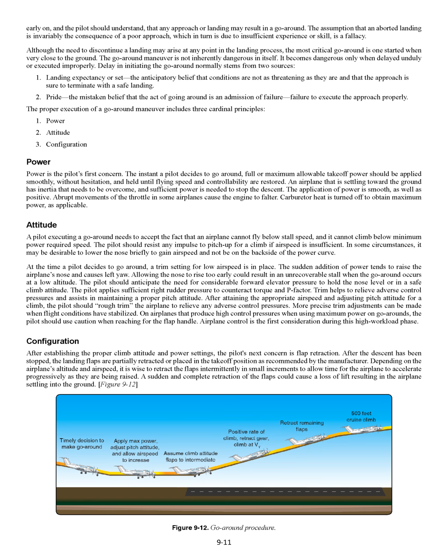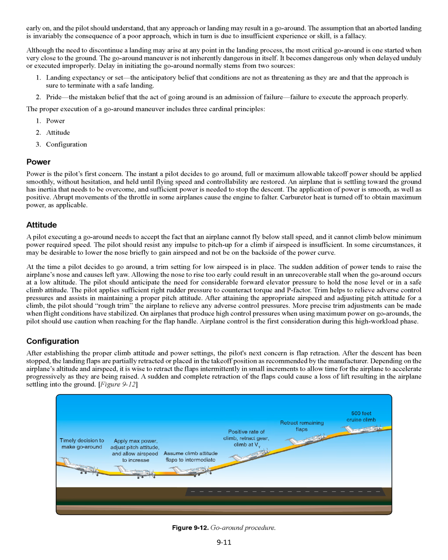1. Power. 2. Attitude. 3. Configuration. Power. Power is the pilot's first concern. The instant a pilot decides to go around, full or maximum allowable takeoff power should be applied smoothly, without hesitation, and held until flying speed and controllability are restored. An airplane that is settling toward the ground has inertia that needs to be overcome, and sufficient power is needed to stop the descent. The application of power is smooth, as well as positive. Abrupt movements of the throttle in some airplanes cause the engine to falter. Carburetor heat is turned off to obtain maximum power, as applicable.